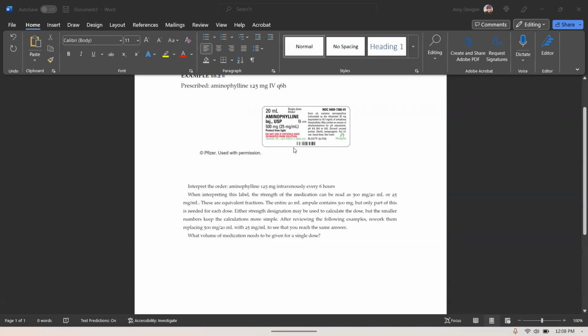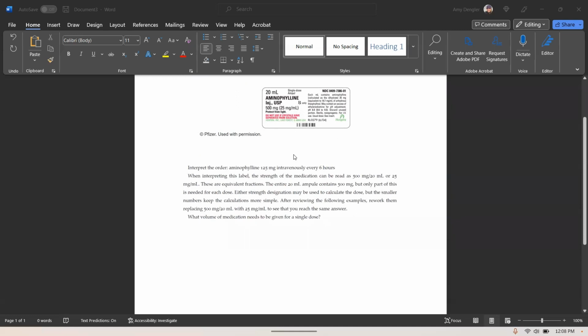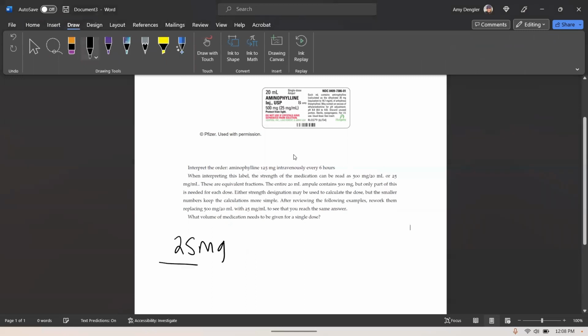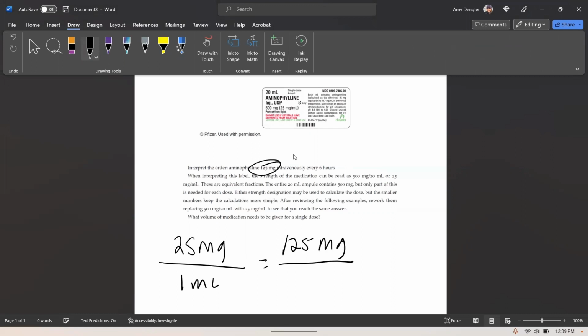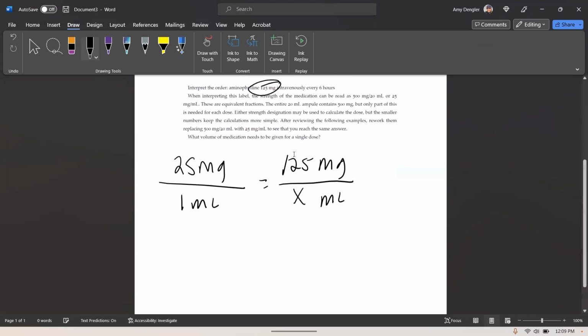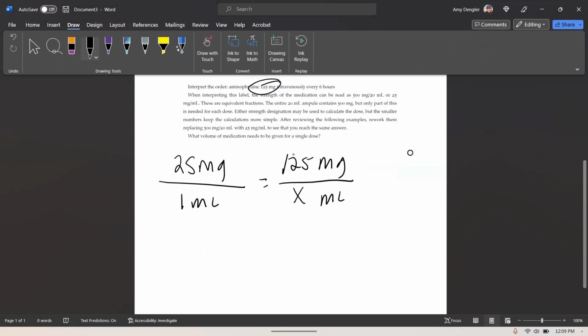So then they say after doing it, do it the other way to make sure you get the same answer, and you will. So basically the 500 milligrams in 20 ml in simplest terms is 25 milligrams per 1 ml. So that's going to be the strength of the medication I'm going to use to do my problem. You can use either one. Just keeps it a little bit simpler when it's smaller numbers. And the doctor has ordered 125 milligrams. We know we're keeping our units directly across. I'm looking for milliliters, so that's going to be my X.